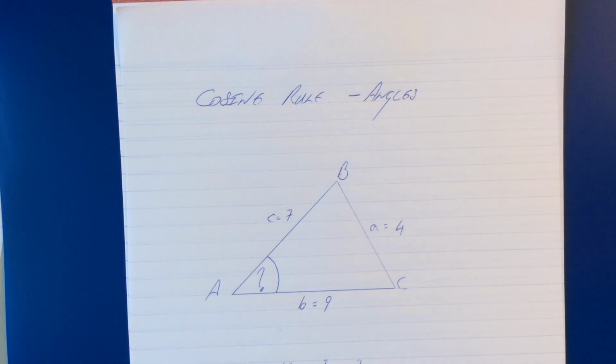Hi, I'm an old guy and I do maths, and today we're going to look at a thing called the cosine rule. And this is used when we are trying to find the size of an angle or the length of a side in a non-right angled triangle.